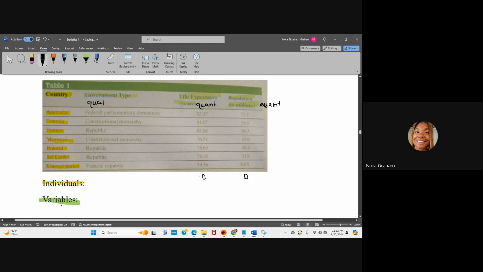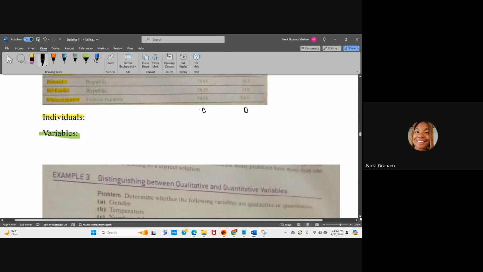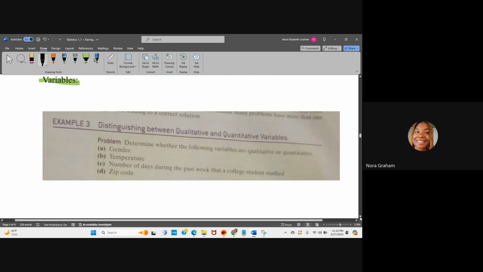Okay, so that's example 2. If you have more questions on example 2, leave a comment below and I can answer it. The last example we'll look at is example 3, distinguishing between qualitative and quantitative. We kind of just did this one up there, so I'll walk through these verbally.